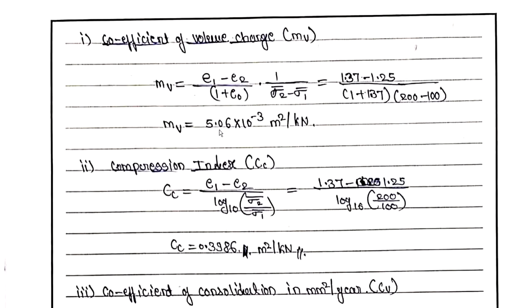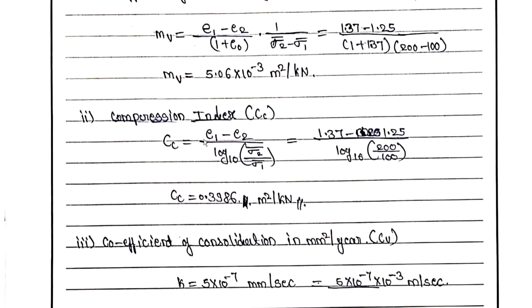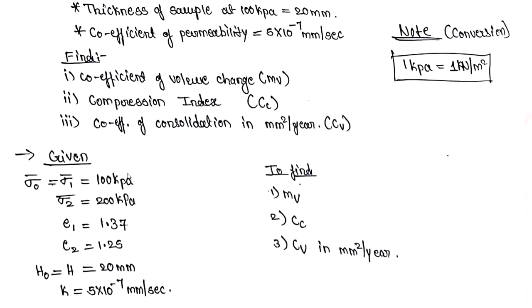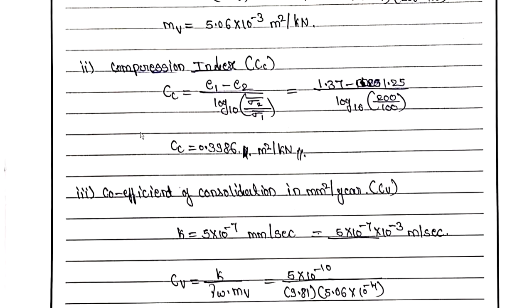Similarly compression index, that is Cc, is e1 minus e2 divided by log to the base 10 of sigma2 dash divided by sigma1 dash. Substituting the values: 1.37 that is e1 minus 1.25 that is e2, sigma2 dash that is 200, sigma1 dash that is 100, as the stress increment was from 100 to 200. So Cc is equal to 0.3986 is the answer I am going to get.